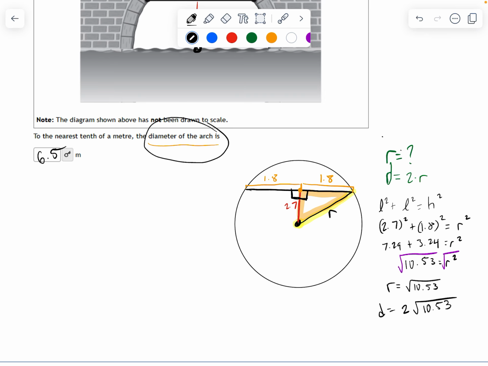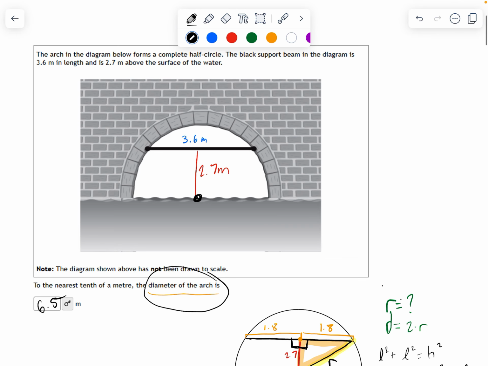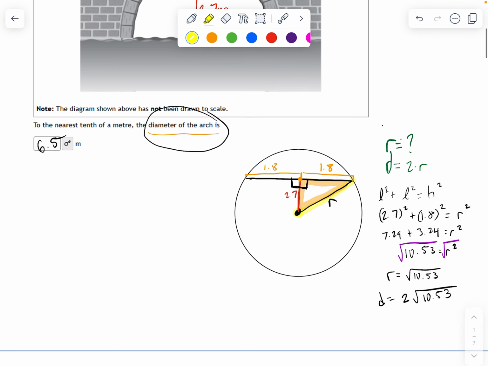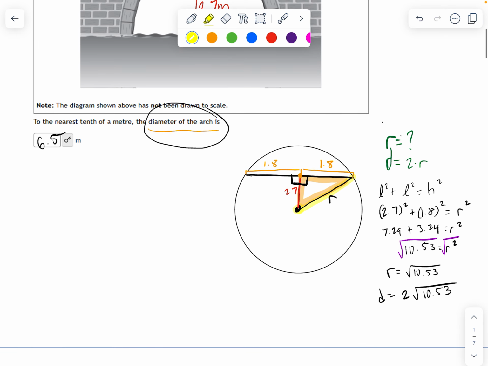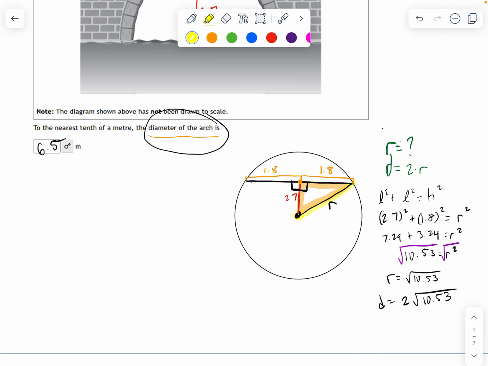All right, and that's it. That's as crazy as this is. So don't let the diagram freak you out. I would just honestly put it into a circle to make your life a little easier to recognize, I should say. But that's all there is to it.